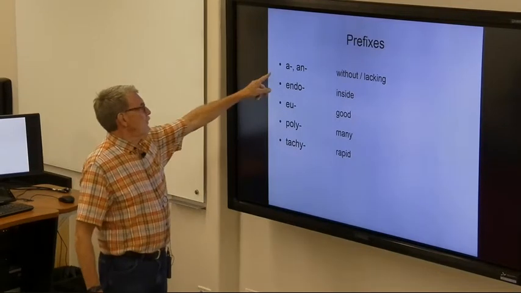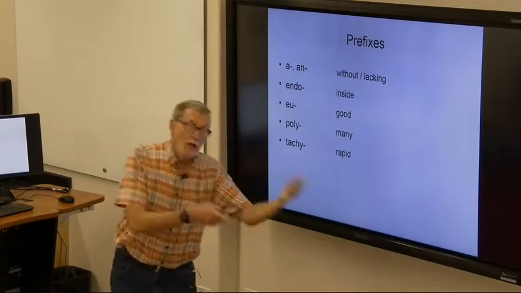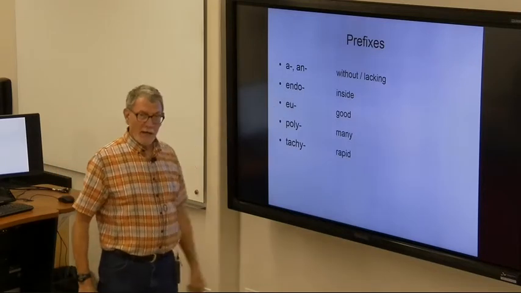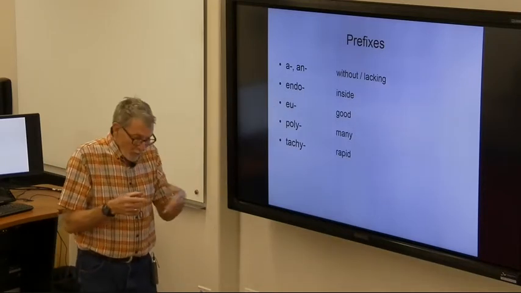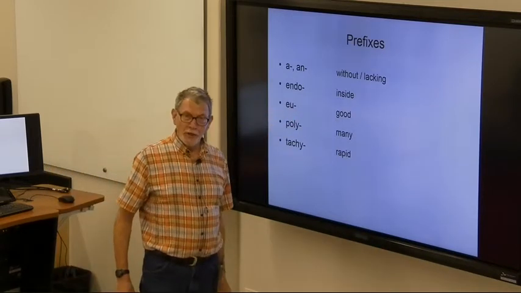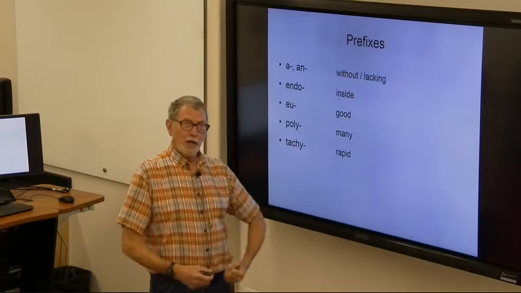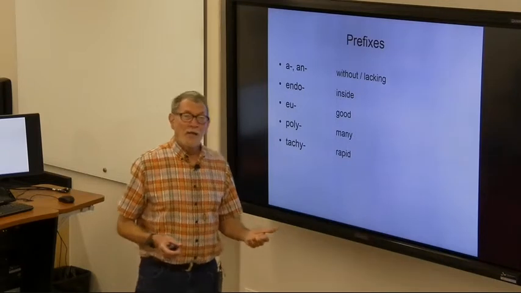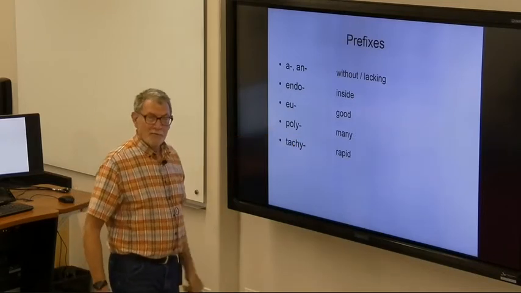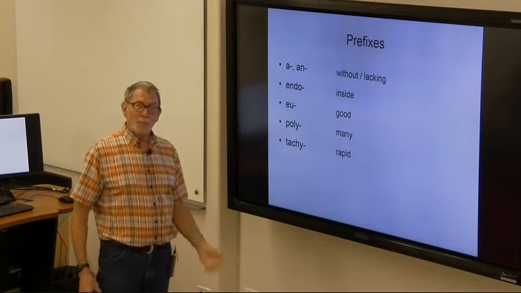We've used a couple of these. A or an means without. Anemia means no blood. Okay? A or an. Endo is inside. The endocardium is the most inside part of your heart muscle. Eu means good, so eustress. Exercise is good stress. It's the kind that makes you healthy compared to distress, for instance. Poly means a whole lot of. Tachy is rapid, like tachycardia. Your heart's beating too fast.